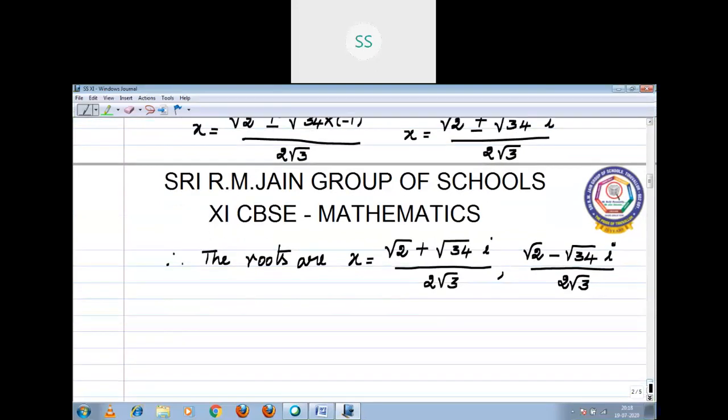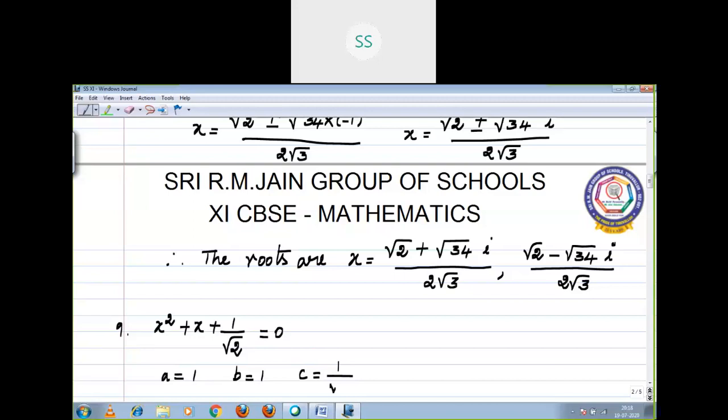Question number 9: x square plus x plus 1 by root 2 equals 0. What is your A? A equals 1. B equals 1. C is equal to 1 by root 2. A is the coefficient of x square, B is the coefficient of x, and C is the constant.